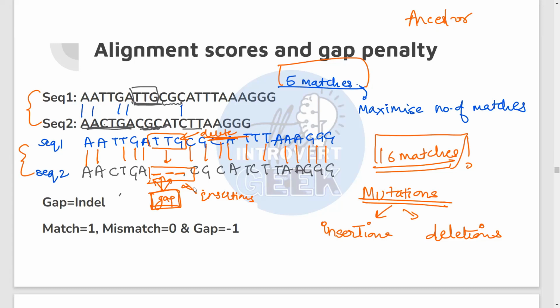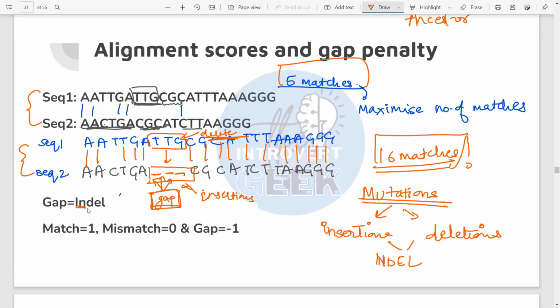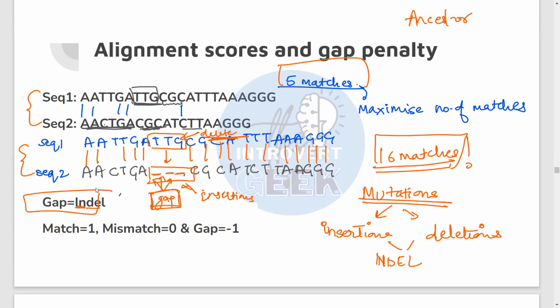This insertion or deletion may have happened because of evolution. So therefore, we add gaps to maximize the similarity or the alignment. Now, these gaps are many times referred to as indels. Indel stands for insertion deletion. So a gap represents an insertion or a deletion. Now, the first question that you might have in your mind is, can we just keep adding gaps? That way we can make a sequence similar.